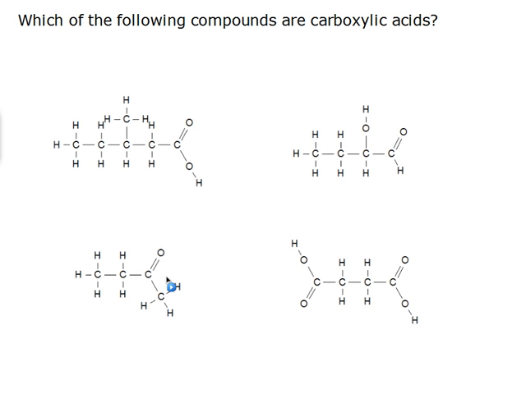What about this one here? We've got the C double bond O, but no OH group, so that is not a carboxylic acid. What about this one here? That's right, even though there are 2 C double bond OH groups on this structure, it is a carboxylic acid, a dioic acid if you like.